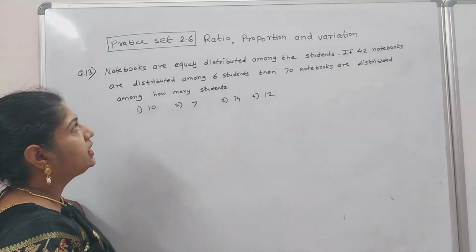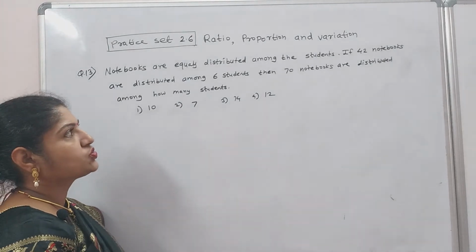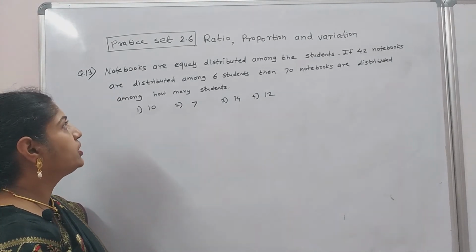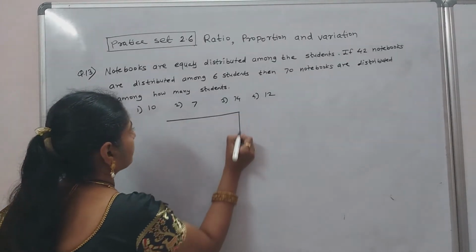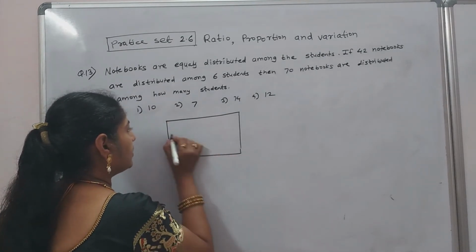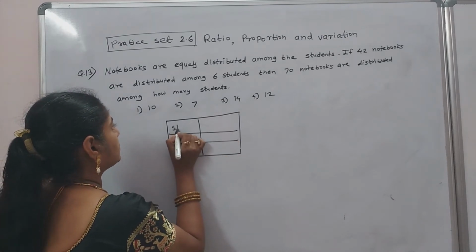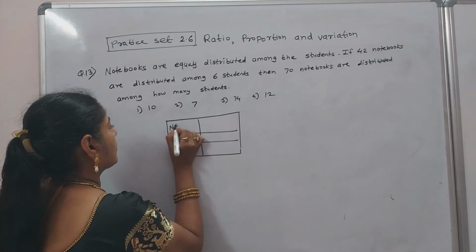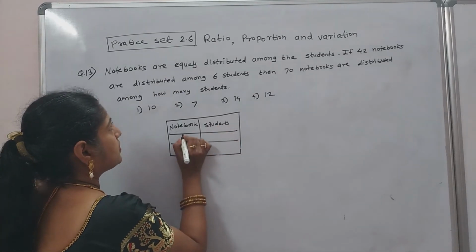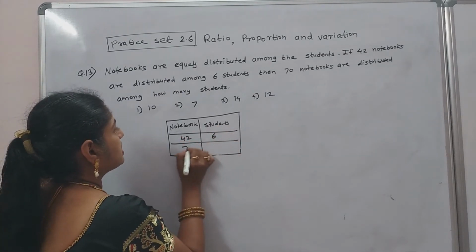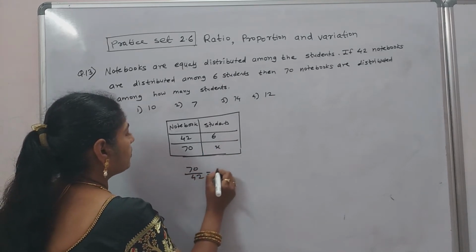Example: notebooks are equally distributed among the students. If 42 notebooks are distributed among 6 students, then 70 notebooks are distributed among how many students? This is an example of direct variation, so the ratio of these two numbers is equal. I take the ratio of notebooks and students: 42, 6, 70, x. Ratios are equal. So 70 upon 42 equals x upon 6.